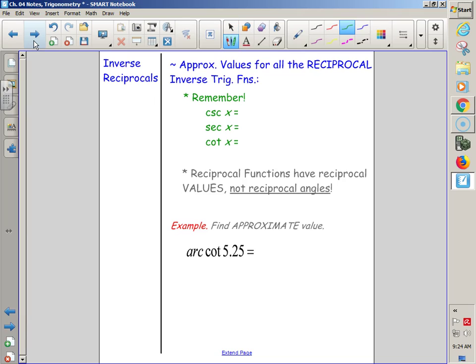Now, first of all, cosecant equals 1 over sine. Secant equals 1 over cosine. Cotangent equals 1 over tangent. Right? Cosecant equals 1 over sine. Secant equals 1 over cosine. Cotangent equals 1 over tangent. What does that mean?